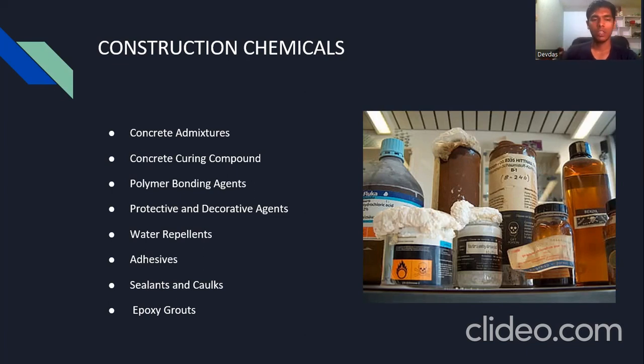I'll just explain it. Water repellents. These are, let's say, waterproof chemicals. This helps your structure to be protected or waterproof. Let's say you apply this on the outside exterior walls of the structure, then the walls become waterproof. Sealants and caulks are used to fill the cracks or the holes in your walls. And protective and decorative agents are also a few plastering materials which are used to make your tiles or the floors strong.